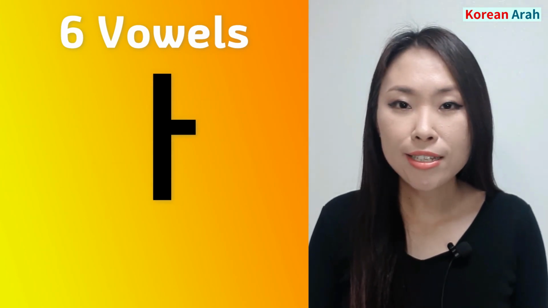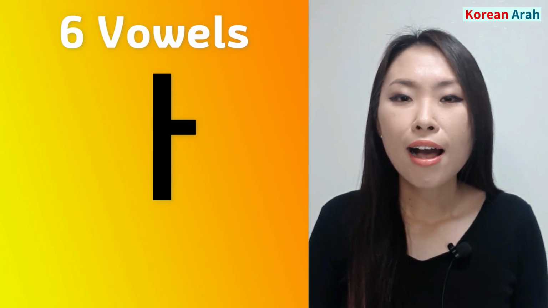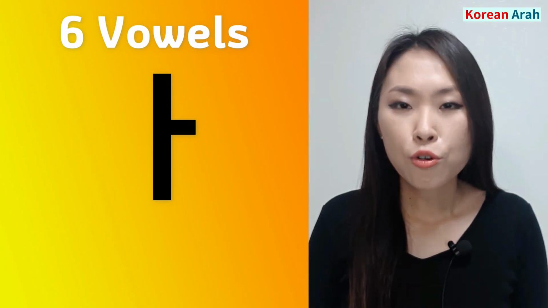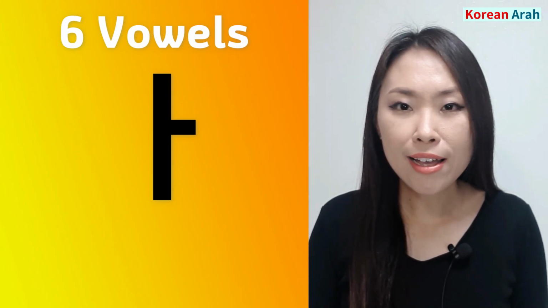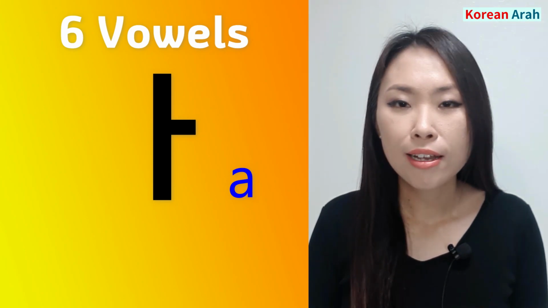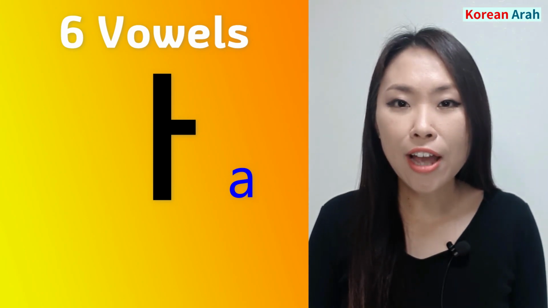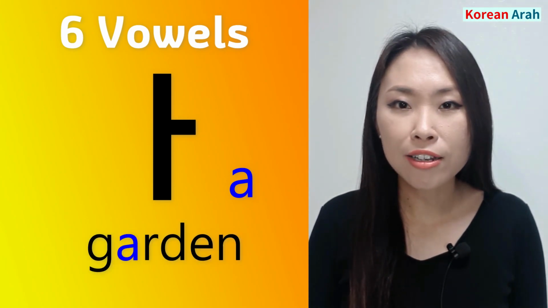This vowel is a. The romanized letter for a is a. A sounds like the letter A in the word garden.